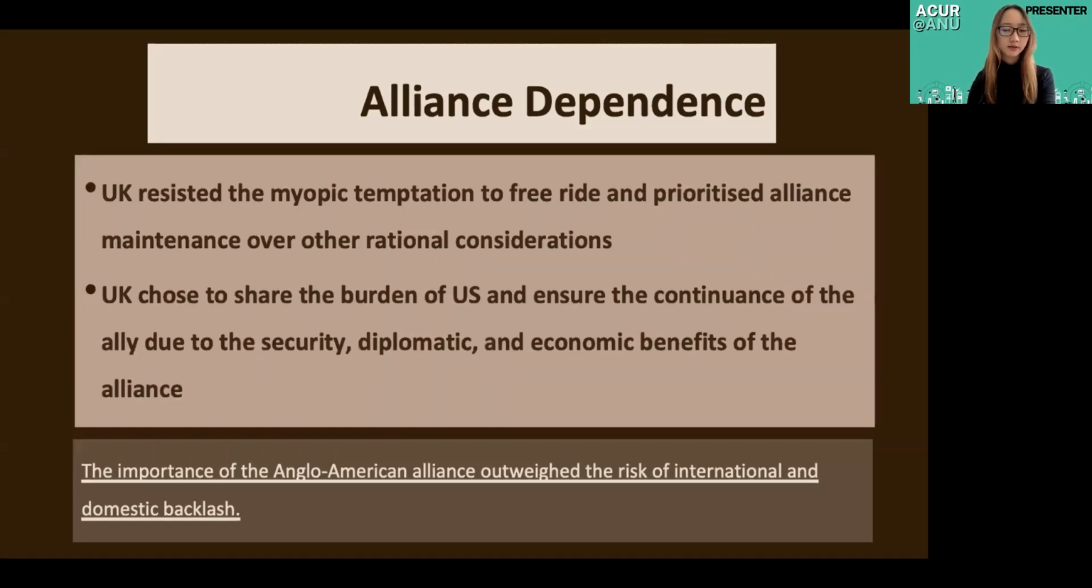In the case of the Iraq invasion, the UK resisted myopic temptation to free ride and prioritize alliance maintenance over other rational considerations. The UK instead chose to share the burden of the US and ensure the continuance of the alliance due to the security, diplomatic, and economic benefits. Therefore, the importance of the Anglo-American alliance outweighed the risks of international and domestic backlash.